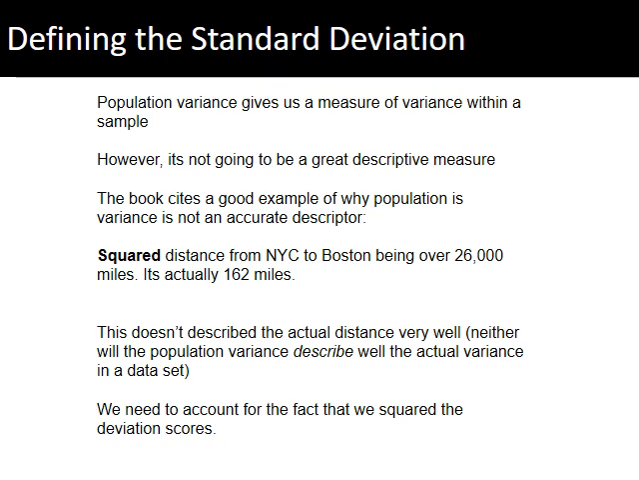Right, so the square distance from New York City to Boston is over 26,000 miles, but it's actually 162 miles. So 162 squared is 26,000. So 26,000 doesn't represent the distance from New York City to Boston. In the same way that a variance score doesn't represent the average distance between any score in a distribution and its mean. It doesn't describe the actual distance very well. We need to account for the fact that we square the deviation scores.